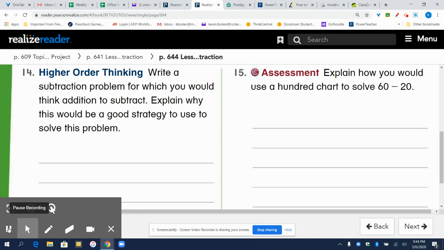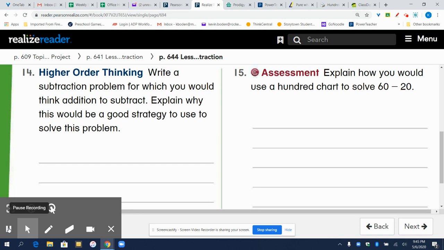For number 14 and 15, there's a lot of writing, and I can't really write that neatly on this computer, so I'm going to have to let you try doing these all by yourself. So get an adult or get on Zoom and ask us how to spell these things, because number 14 says write a subtraction problem for which you would think addition to subtract. So I can help you get the problem figured out. But then you need to explain why you would use this strategy to solve the problem.